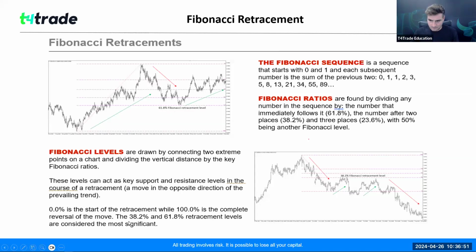The 38.2 and 61.8 retracement levels are considered to be the most significant according to market wisdom and those that actually use it. There's no empirical data supporting this. It's just what traders have observed when trading in financial markets and using the Fibonacci retracement tool. Those are the two levels that have turned out to be the most important. Other people like the 50% as well and the 23.6. It's up to your liking, but the most significant ones are 61.8 and 38.2.